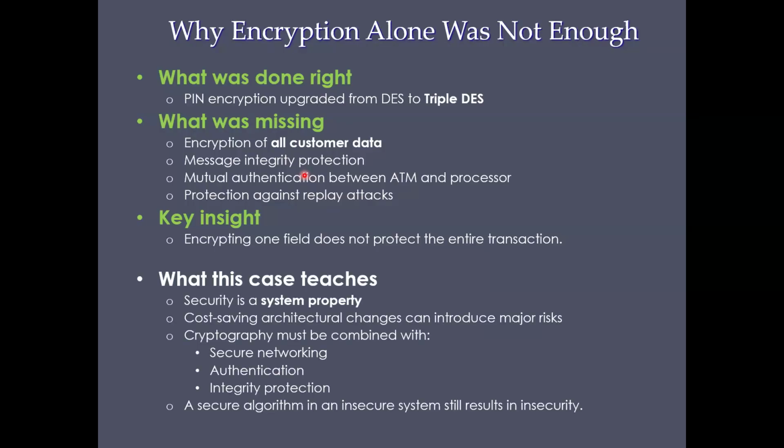So what the case teaches us as we wrap up authentication is that security is a system property. There are cost-saving architectural changes that can introduce major risks. So cryptography must be combined with secure networking, authentication that we talked about in this chapter, integrity protection, which we covered in chapter 2 with hashing, and a secure algorithm. Even a kind of encryption that can be insecure still results in insecurity.